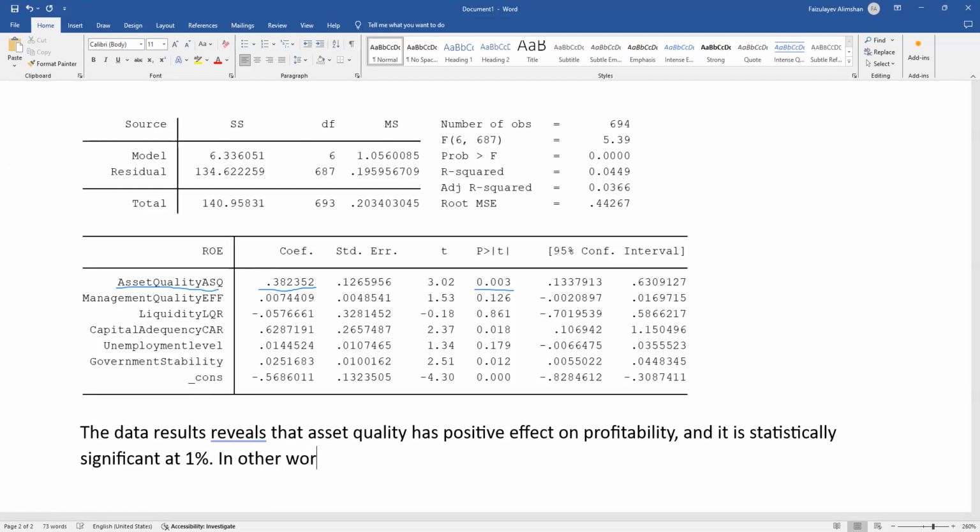In other words, if asset quality, like asset quality, increases by 1%, ROE will substantially increase by 0.38%.